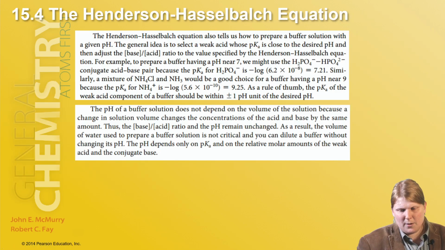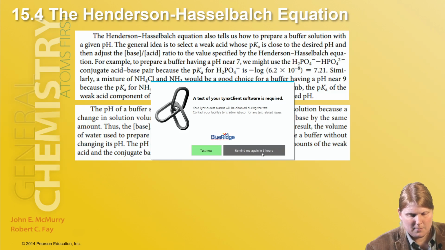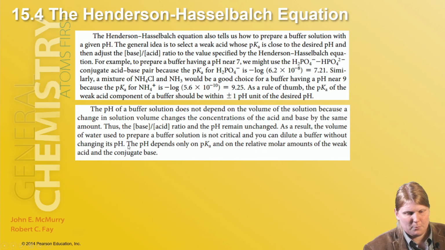They say here, as a rule of thumb, the pKa of the weak acid component of a buffer should be within plus or minus 1 pH unit of the desired pH. The buffer gets worse the further we move away because we need to adjust the ratio of base to acid, and we lose buffering capacity when those two aren't close to 1. So that's something to keep in mind. The pH of a buffer does not depend on its volume. It depends on the setup, not the volume. And it also doesn't depend on the amounts that are actually in here. It just depends on the ratio.